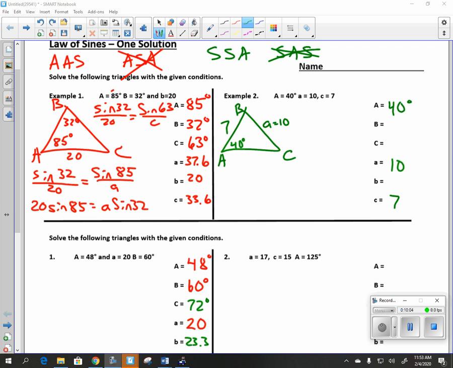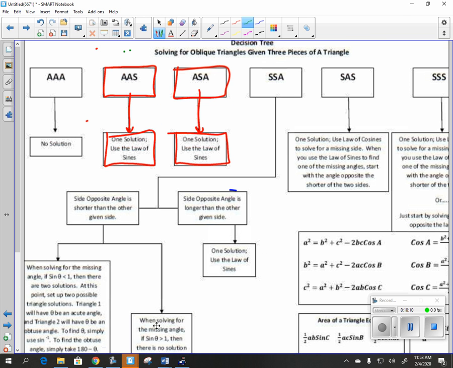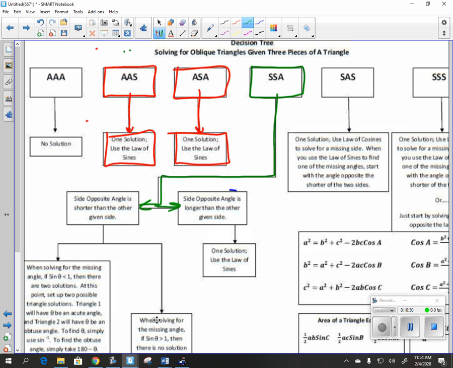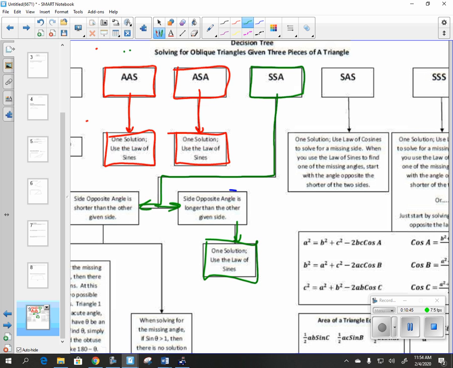Now, if we simply go to our flow chart, decision trees can tell us what to do. We've got side-side-angle. We follow it down, and it says you have to make a choice. Is the side opposite the angle shorter than the other given side, or is the side opposite the angle longer than the other given side? Side opposite the angle is longer than the other given side. If the side opposite the angle is longer than the other given side, you just have one solution using the law of sines. So in all these situations today, if you're given side-side-angle, it's going to fall down to that spot. So we're fortunate. Life is good for us right now.